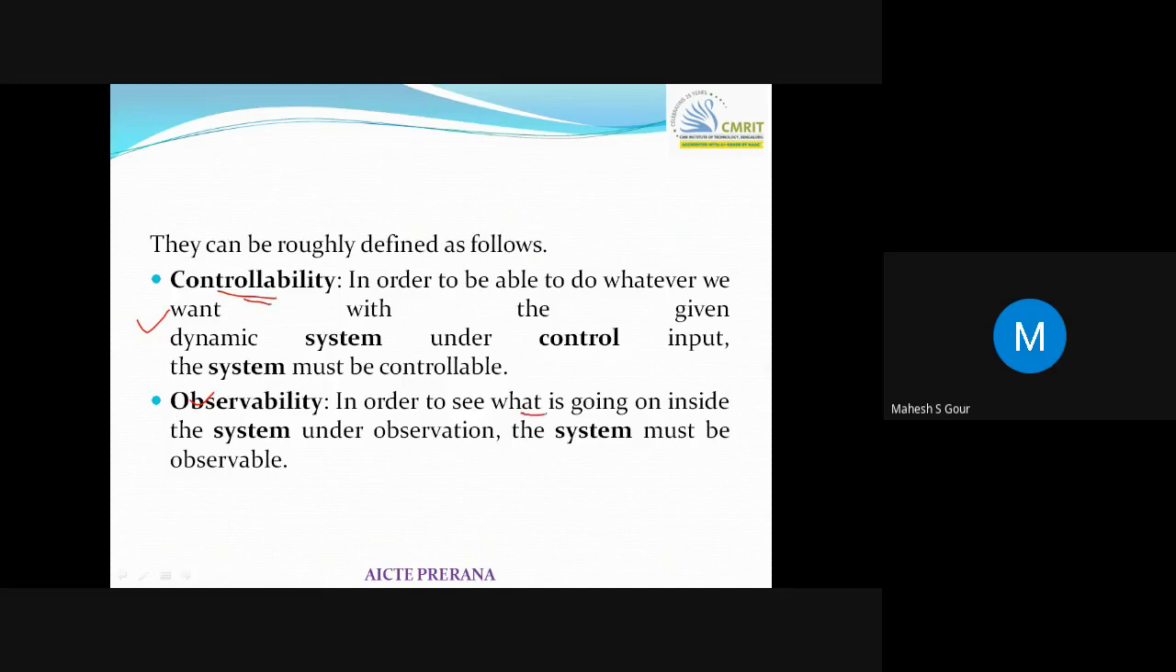Observability is what is going on inside the system under observation. So that is called observability. This will come in the BIST concept. BIST concepts you are not having.